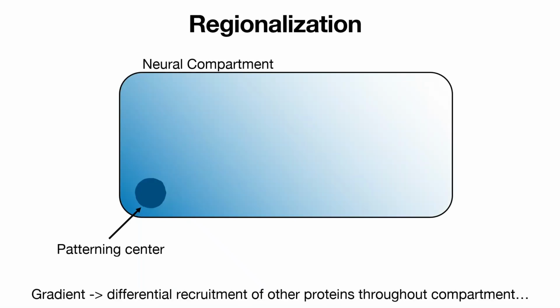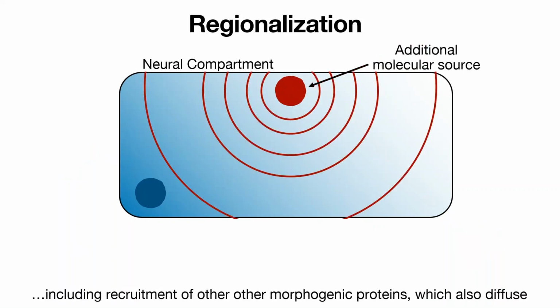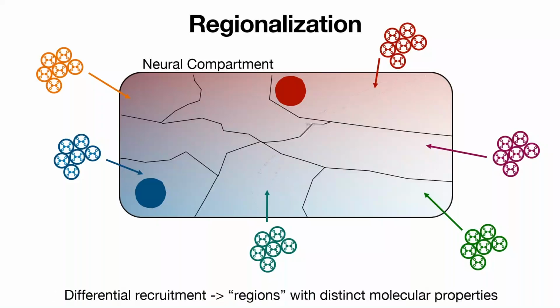And that will attract different proteins to different parts of the compartment based on their differential repulsion or attraction to that signal. Now, let's say one of those itself happens to be some sort of molecular source that's itself diffusing out into this compartment, causing a more complex gradient. And this, again, causes more proteins to go into different parts of the compartment. Eventually, you get this mosaic of different areas distributed across this compartment that have distinct molecular features, and over the course of development, become functionally distinct as well.